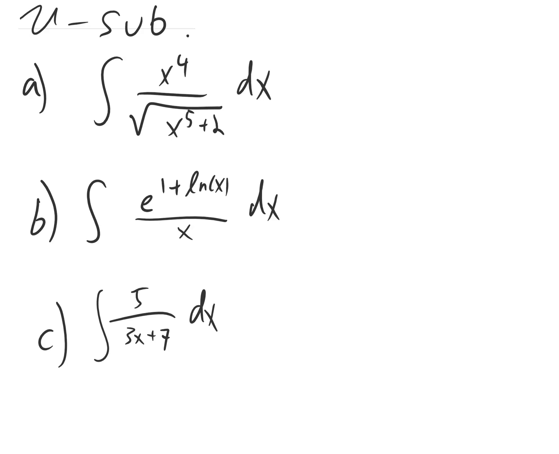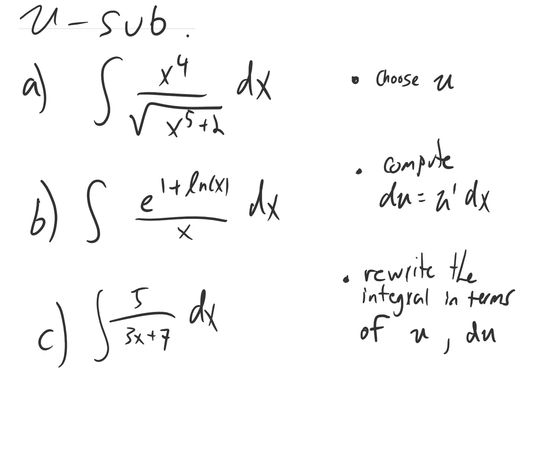Let's talk about the method of U-substitution, do some practice, and talk a little strategy. First, we pick some function in the integrand to be u. Then we compute the differential du, which is the derivative of u, and then dx. Once we have u and du, we rewrite the integral in terms of u and du, and all the x's should cancel if we picked the right u.